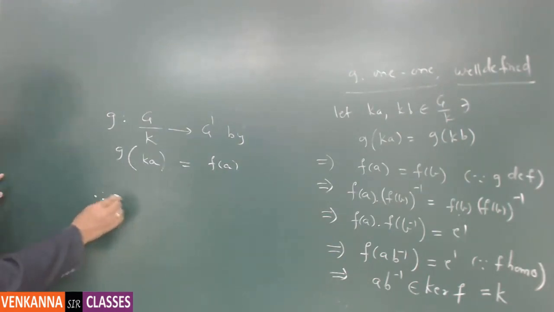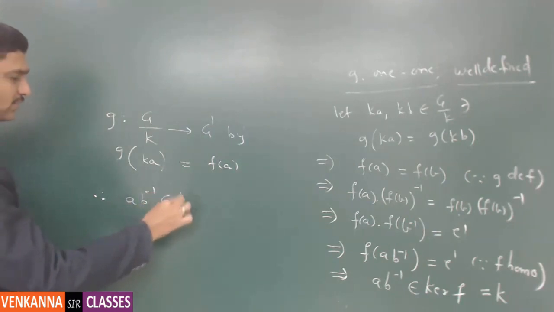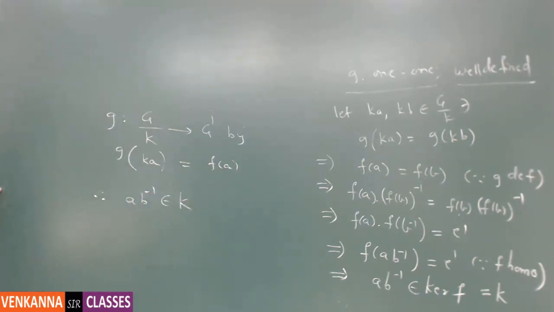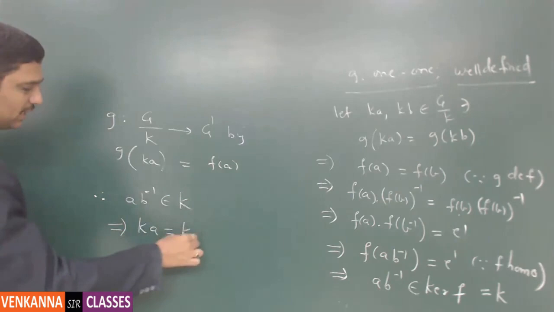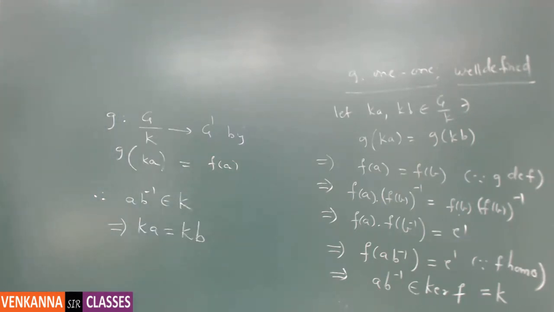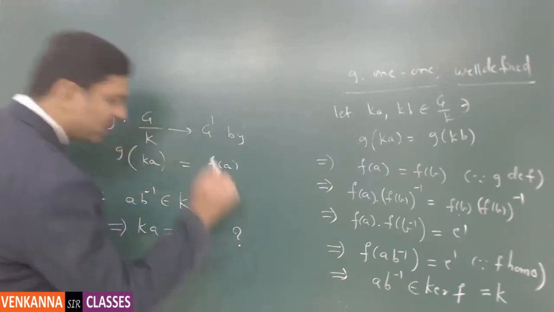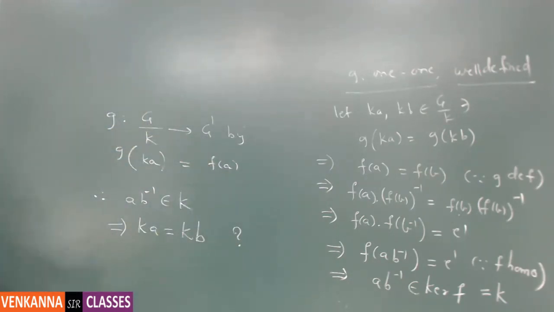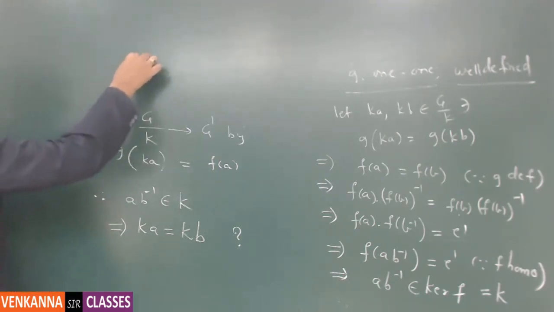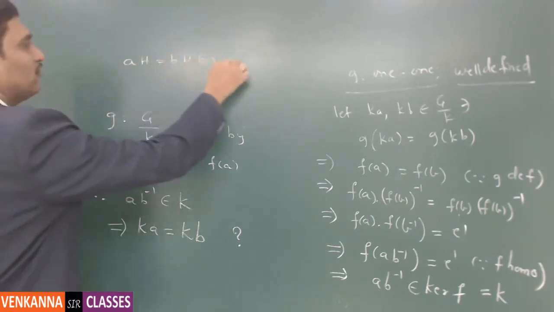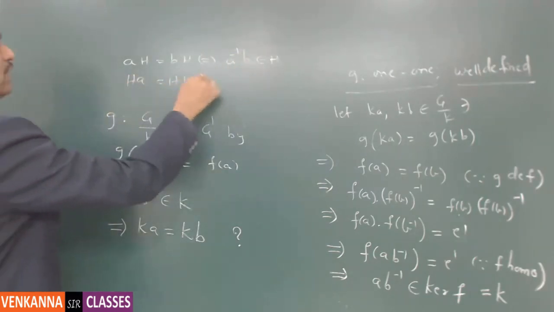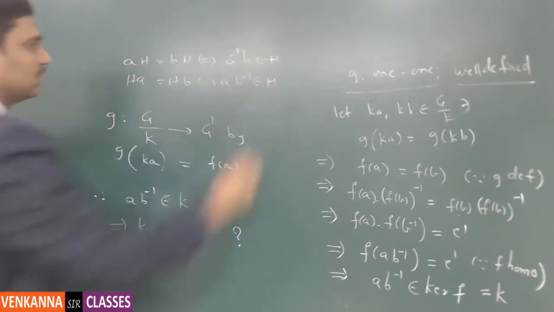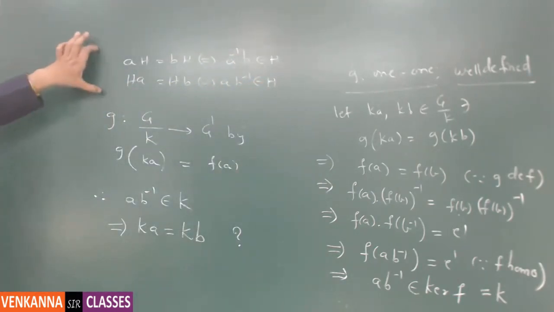Therefore, what you got? AB inverse belongs to K. Immediately, I can write that Ka is equal to Kb. Now the question comes, how did it happen? This happened because I have given some results in cosets: aH is equal to bH if and only if a inverse b belongs to H. Ha is equal to Hb if and only if ab inverse belongs to H. Can you recollect these results from the cosets chapter?